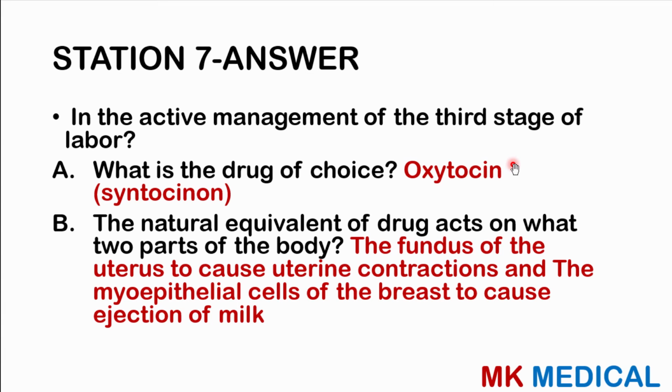So the drug of choice is of course oxytocin or syntocinon. And oxytocin usually works on 2 parts. It works on the fundus of a pregnant uterus, so it should be pregnant, to cause uterine contractions during labor. It also causes the contraction of myoepithelial cells, which enhances the ejection of milk.